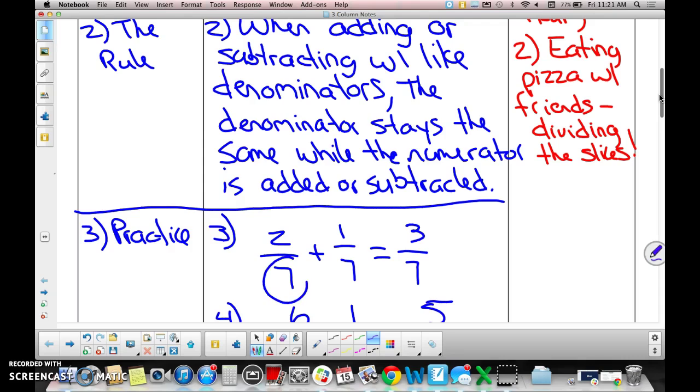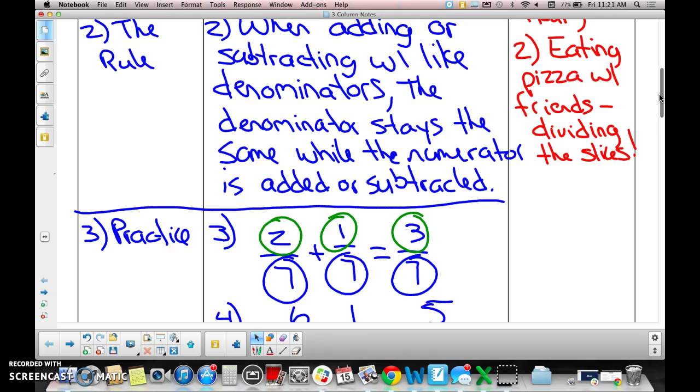So we have a 7 and a 7 in this problem, 2 7ths plus 1 7th. The answer is going to have a denominator of 7, yes or no? Yes. And the numerator then is going to be, as Alicia just told us, added. So what's 2 plus 1? 3. So you got 3 7ths.